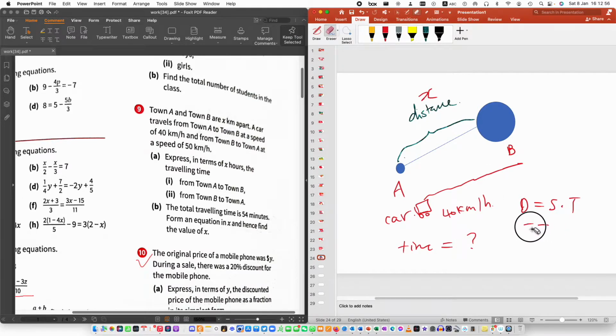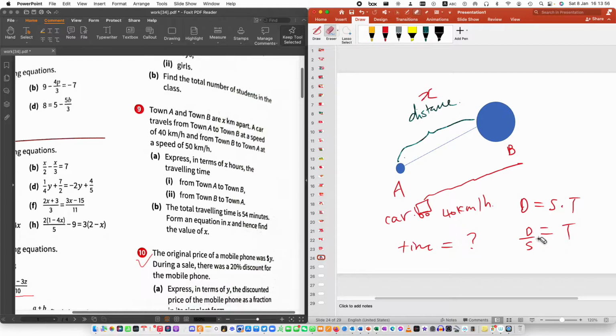Time is equal to? How do you get t? Can you see s times t here? How do you get t? You divide by s. If you divide by s on the right, you also need to divide by s on the left. So you end up with D over S. This formula and this formula are the same. This formula is derived from this formula by dividing by s on both sides. So if you are given this, time is equal to distance divided by speed.